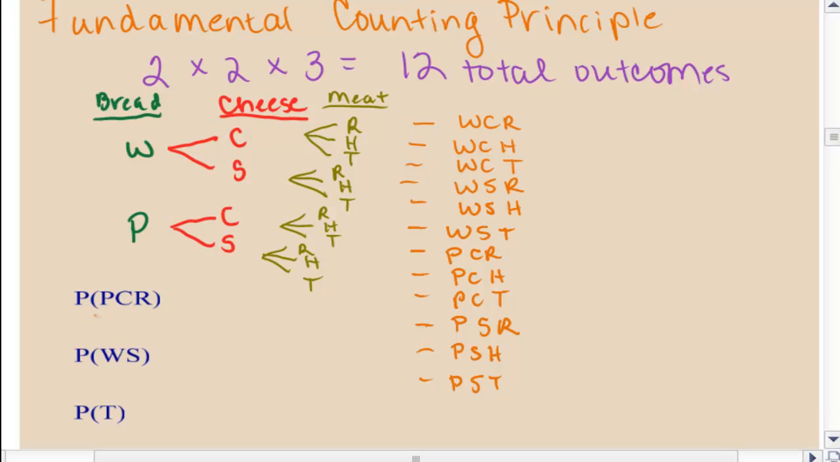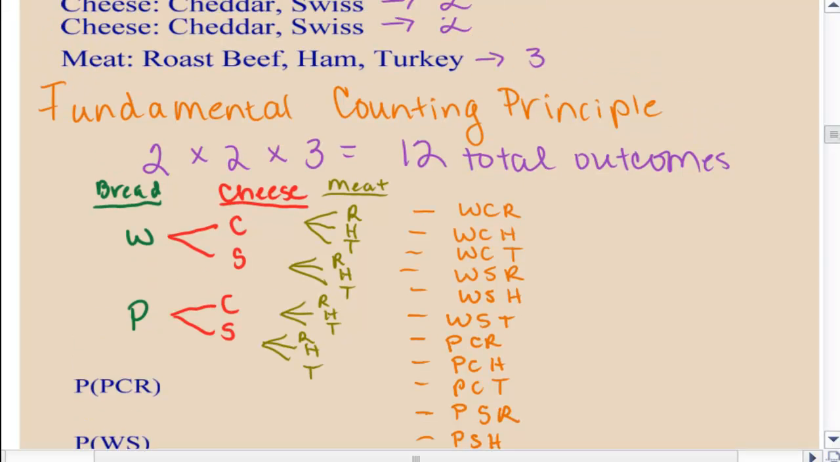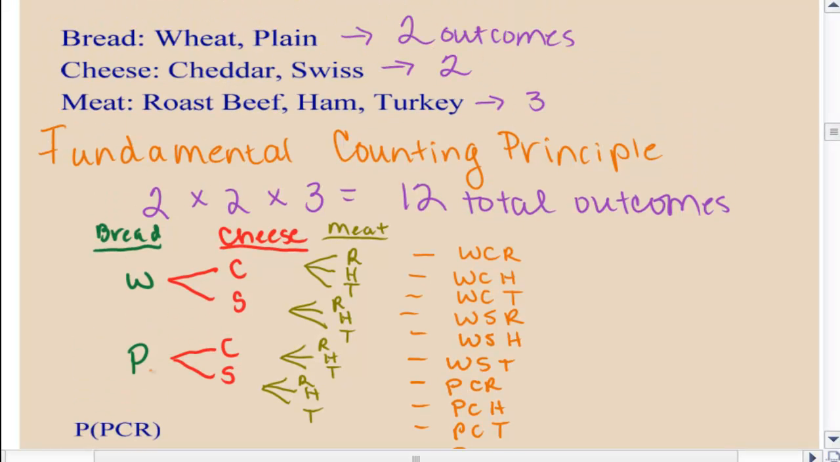So first of all, let's see if we can make sense of what we're being asked. It says probability of PCR. What do you think that means? Let's look back at what it says up here. So P is plain bread, C is cheddar cheese, and R is roast beef. So plain bread with cheddar cheese and roast beef. What's the probability of getting that?